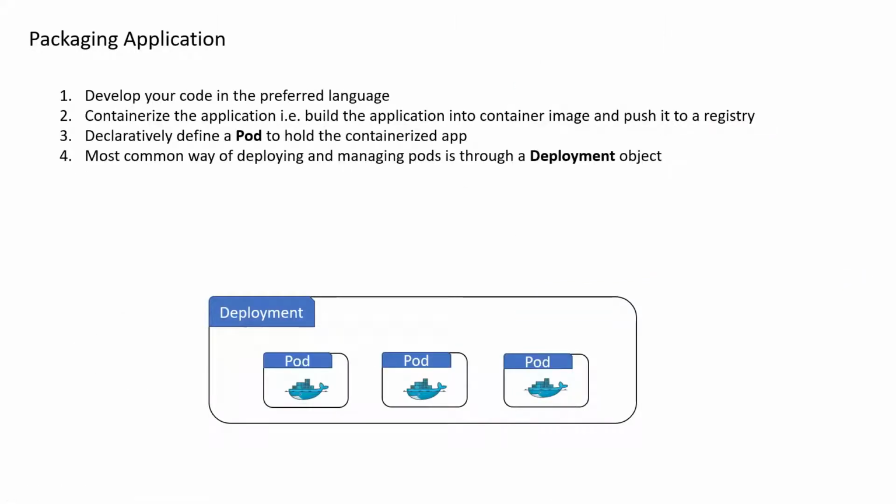Now, before deploying an application, we need to package it first. So the steps involved for packaging an application for Kubernetes deployments are: number one, develop your application in your preferred language, for example, Java. Containerize the application, build it into a container image, and push it to a registry. Declaratively define a pod to hold the containerized app. This means that when we run our apps as a container, it runs within a pod. And the most common way of deploying and managing pods is through a deployment object.